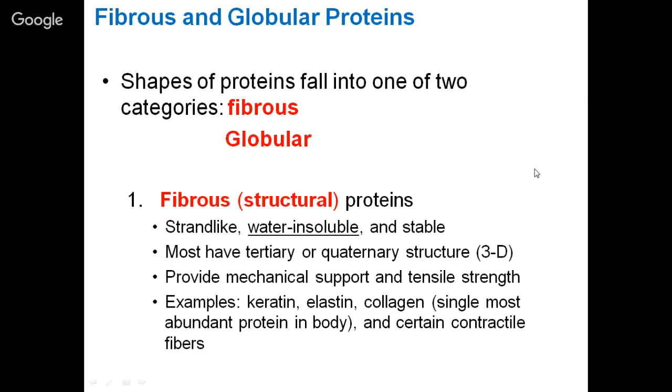So based on the shapes of the proteins, we can categorize the proteins into fibrous or globular. Fibrous proteins are structural proteins. They are strand-like, they're water insoluble, and they're much more stable. Most have tertiary or quaternary structures, and because they're much more strand-like and stable, they provide some mechanical support and tensile strength. Examples that you would encounter would be keratin, elastin, collagen, and certain contractile fibers. They come under fibrous structural proteins.